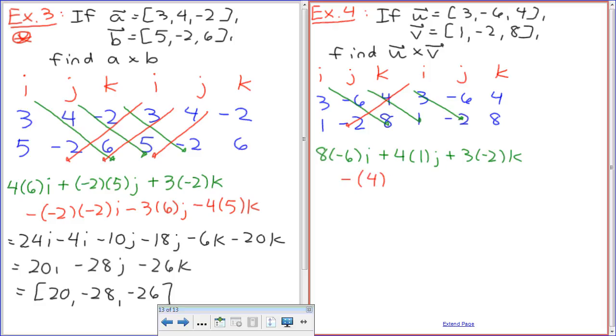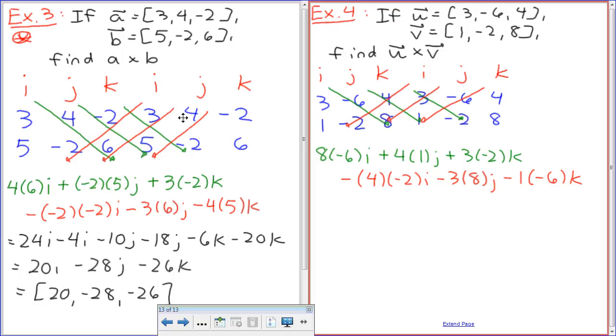minus 4 times -2i, minus 3 times 8j, minus 6 times, minus 1 times -6. So can we just confirm that for me? Is that looking good for most people?